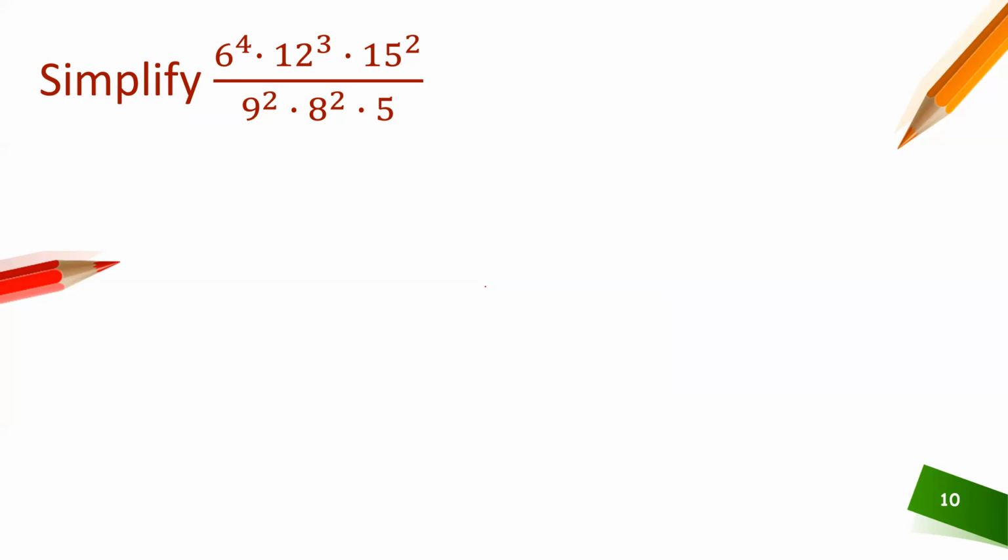So 6, for example, is 2 times 3, right? So 6 is 2 times 3. That would be the same as, okay, I'm going to go ahead and rewrite this. 6 to the 4th power is the same as 2 times 3 raised to the 4th power.